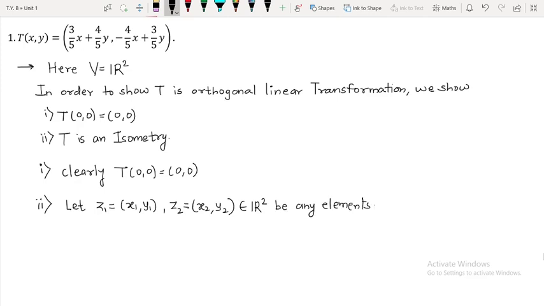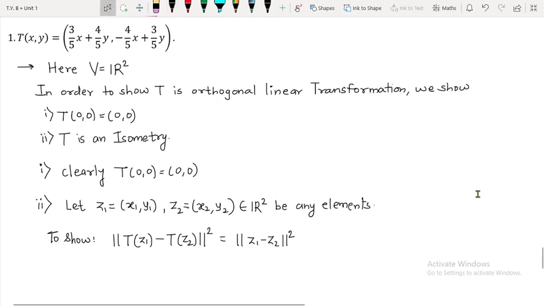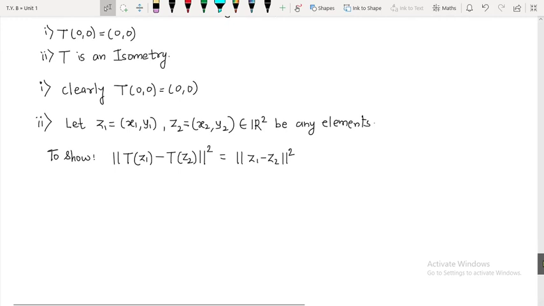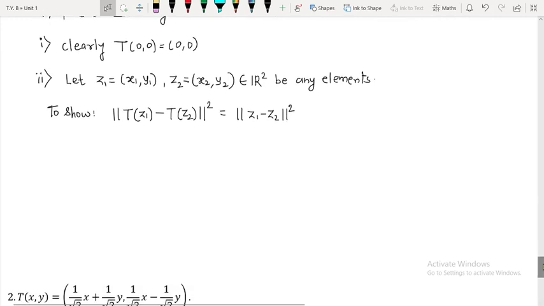So what we are going to show, I hope you remember, first of all we show that norm of T of z1 minus T of z2 square is equal to what? Norm of z1 minus z2 square, and then we will take positive square roots on both sides and we will get T to be an isometry, right? So without any delay, I will start with the left hand side, but before that just let us see what will be our right hand side.